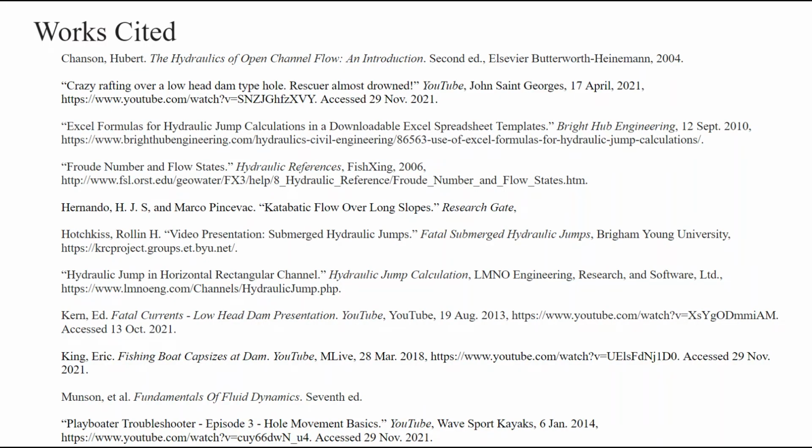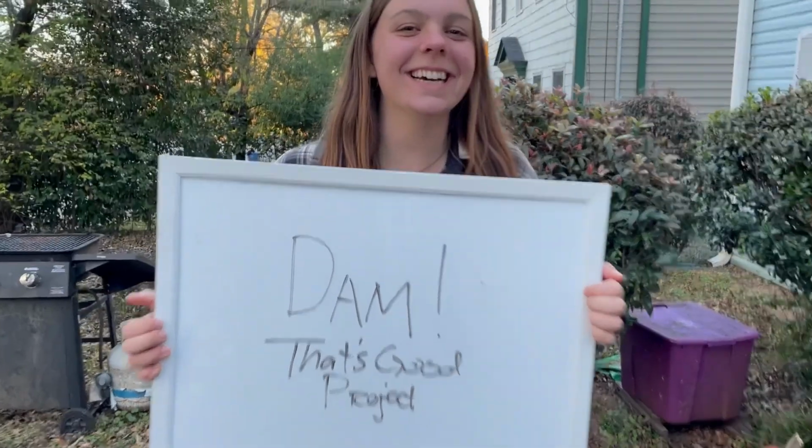To conclude, there are many types of hydraulic jumps that can occur in waterways. These jumps are caused by supercritical flow moving into subcritical flow and can be made more safe by introducing rocks and other debris to the channel.